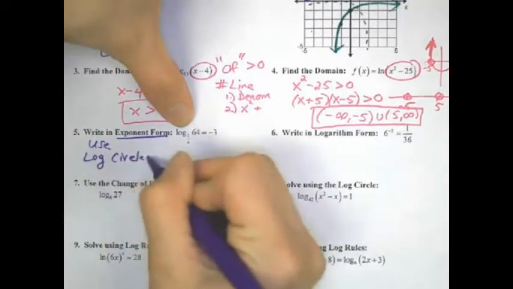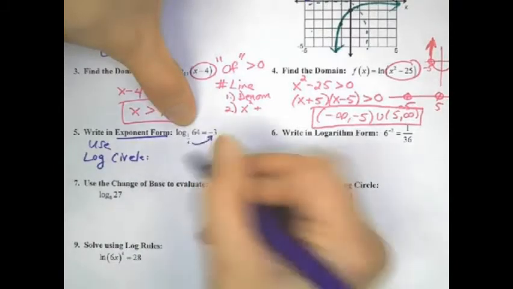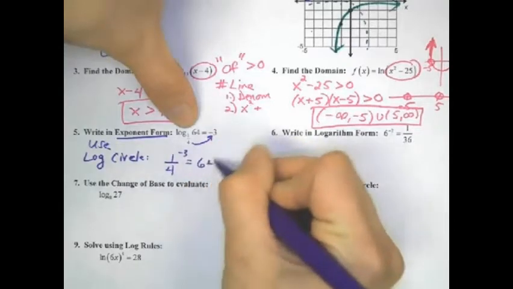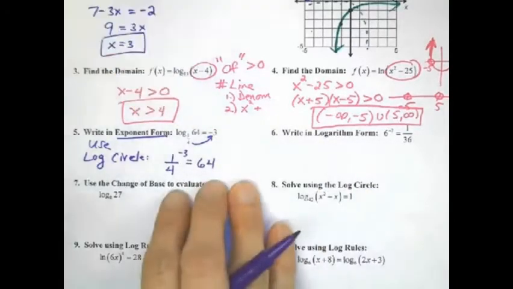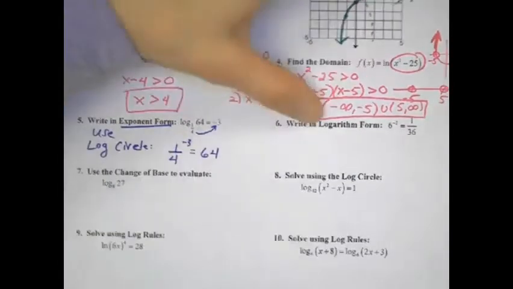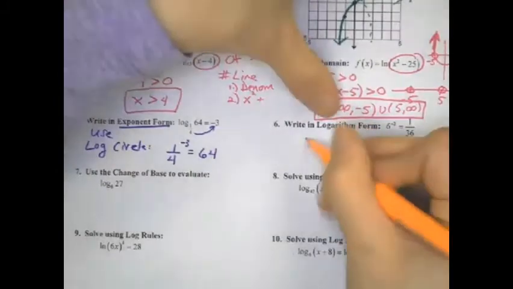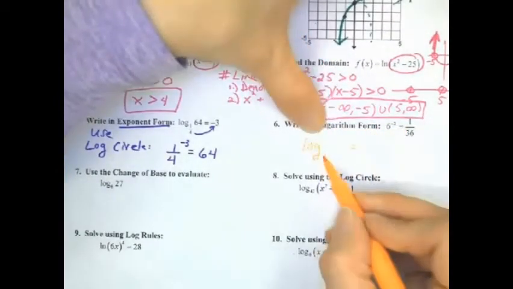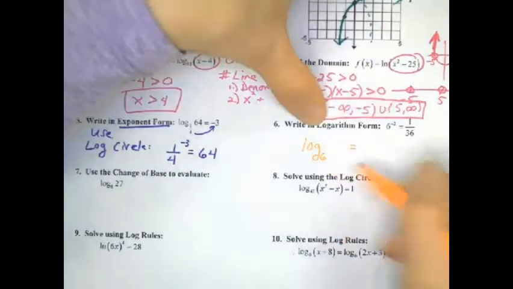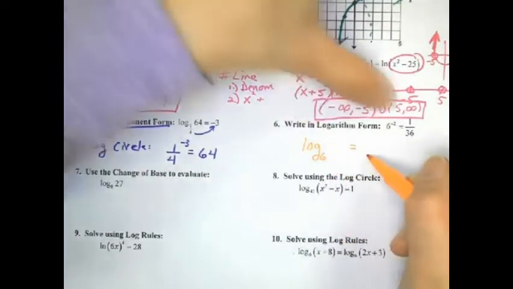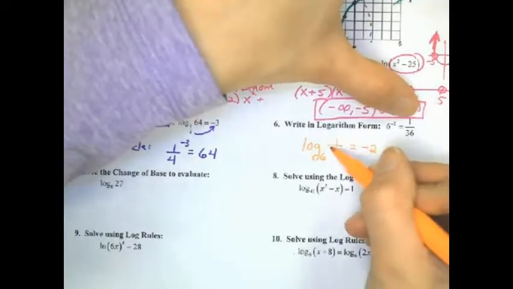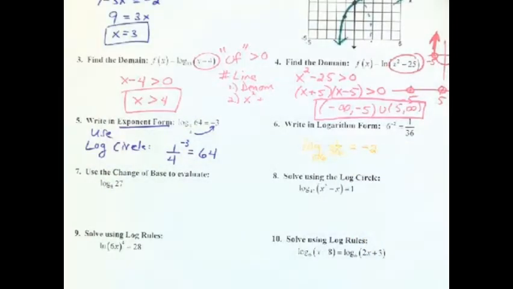Use the log circle. 1/4 to the power of -3 equals 64. It says write in exponent form, so I will. If I evaluated that, I would get 64. To write in log form, you should start by writing the words log and the equal sign. And you put the little tiny base down low. So the base is 6. And then when I do the log circle, I would go over here to the power of, and it's -2, equals the fraction 1/36. That's in log form.